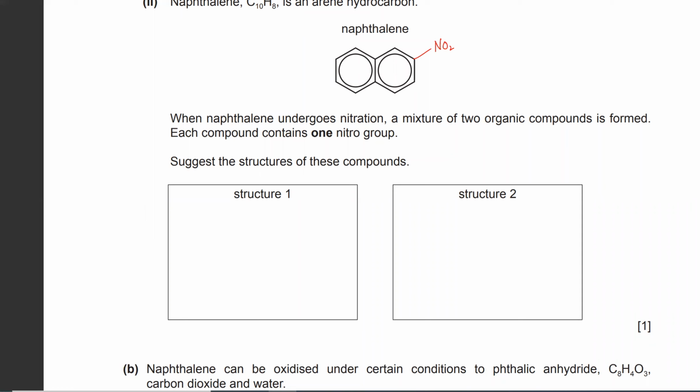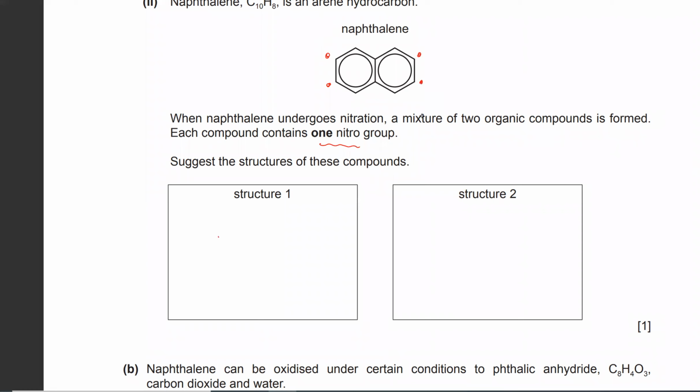Now all these positions are exactly the same. If it gets attached on this position, it's just a flipped around version of the same molecule that we did earlier. Or if it gets attached to this position, even in that case, it's a flipped around version of the same molecule. So all these positions are the same. Remember, there's only one NO2 group that's getting attached, so all of these positions would be exactly the same.